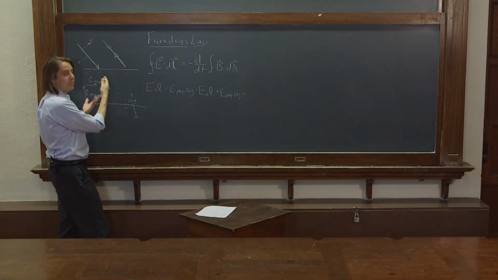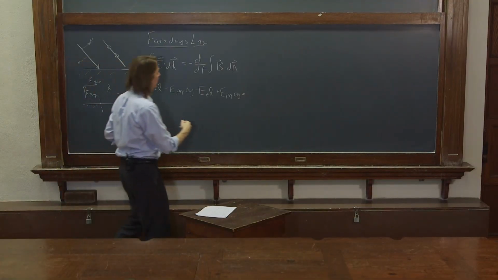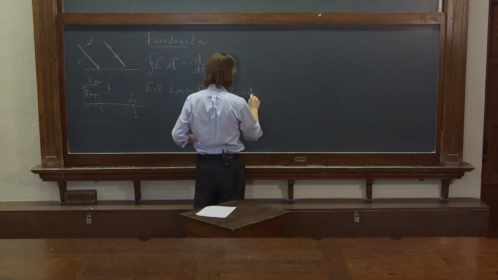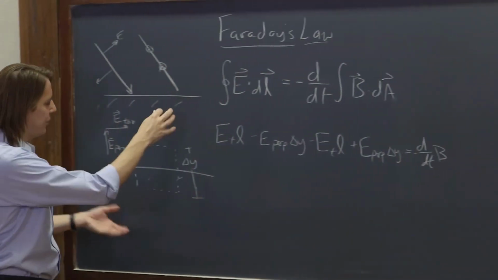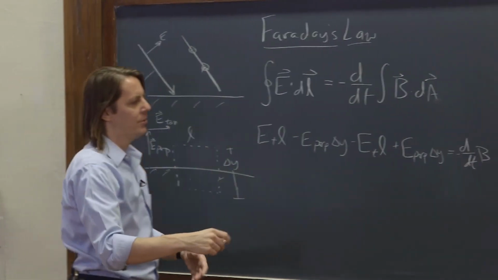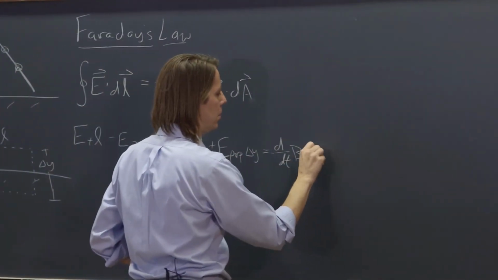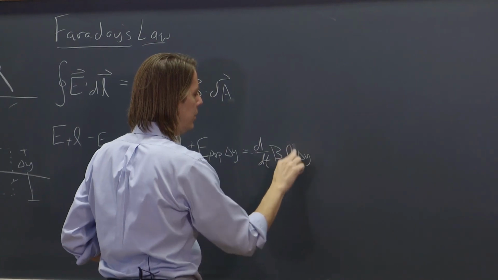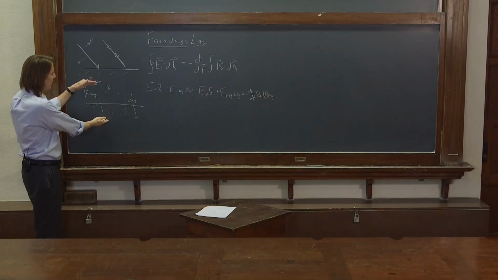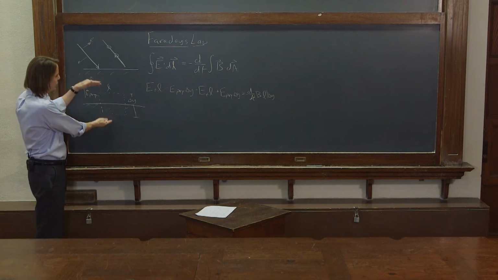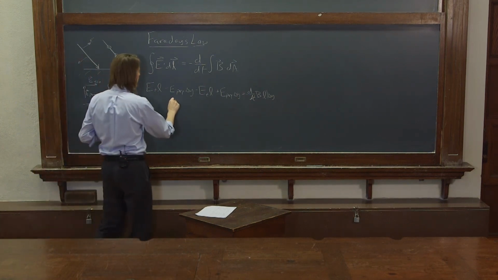And that all has to equal whatever B dot dA is. Right? So that would be d/dt of B. And then you could say, well, in the small limit, B is constant, and it's just L times delta Y. So you sort of think of things like this. But what we're trying to figure out is really the E field right at the surface. So you do this trick where you shrink delta Y to 0.